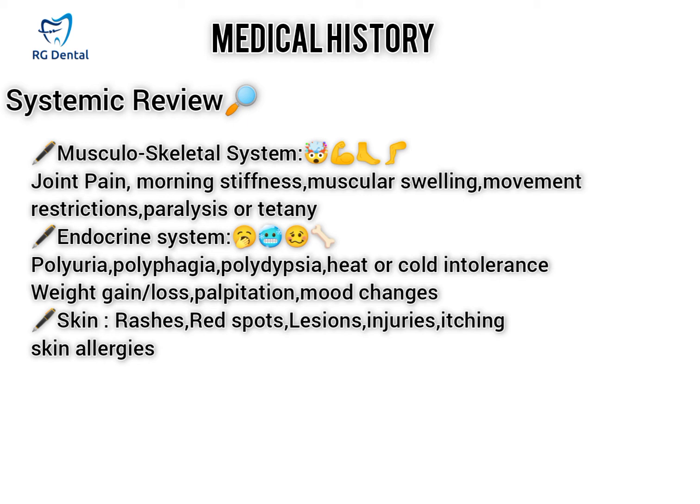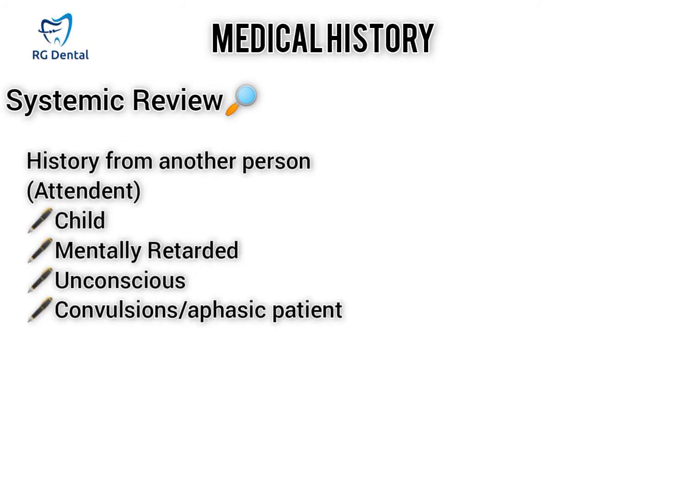And then you have to ask the patient if they have any skin rashes or itching on the skin or any skin allergy or not. These are the systemic review questions for the patient. If the patient is a child, or a mentally retarded patient, or an unconscious patient, then you have to ask this history from another person. These are the questions for the systemic reviews.